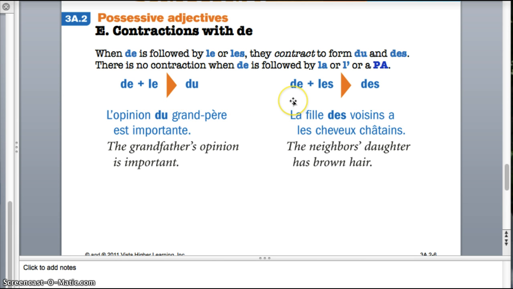Over here we have the plural format of that. La fille des voisins, the neighbors' daughter, so it's plural neighbors. Normally the de and the les would be right here in the sentence, but they have contracted to form the word des. Next slide.